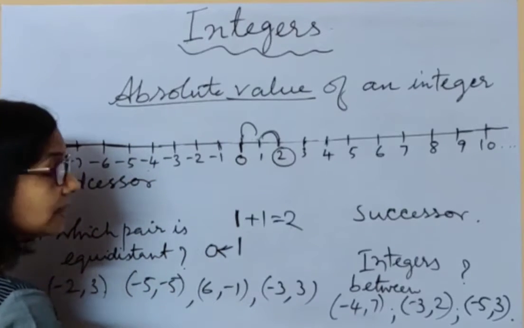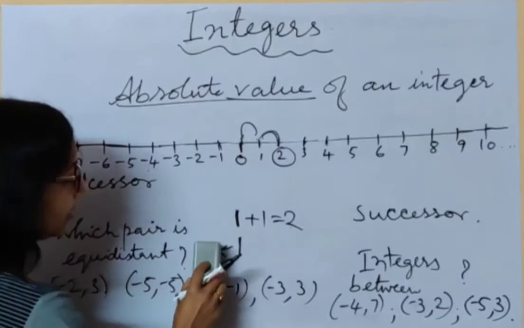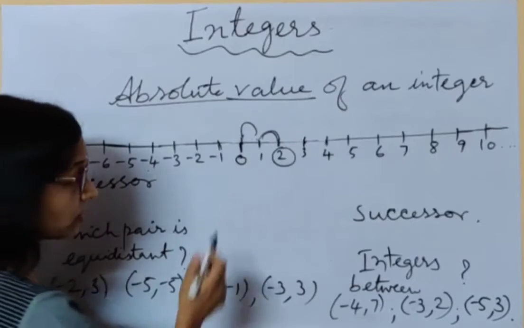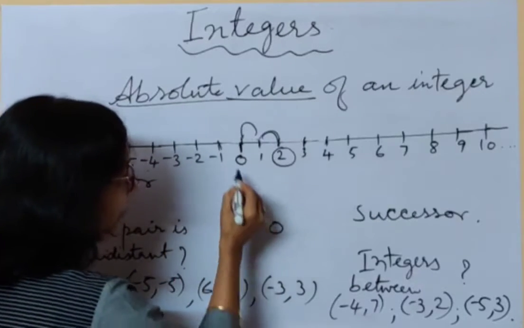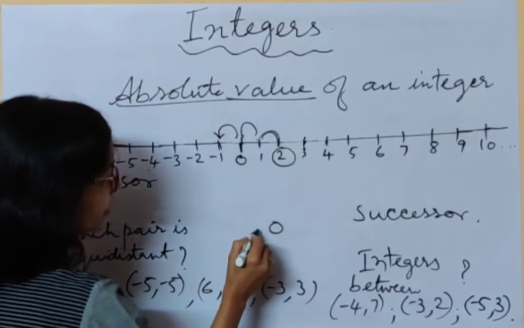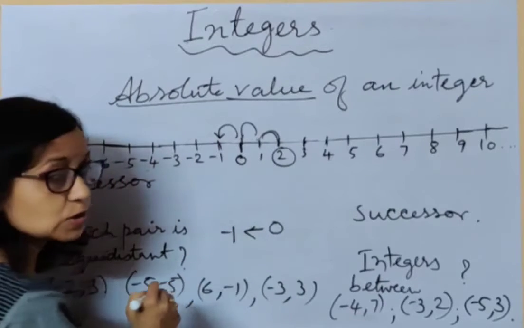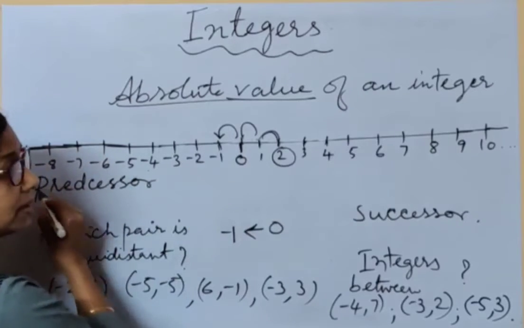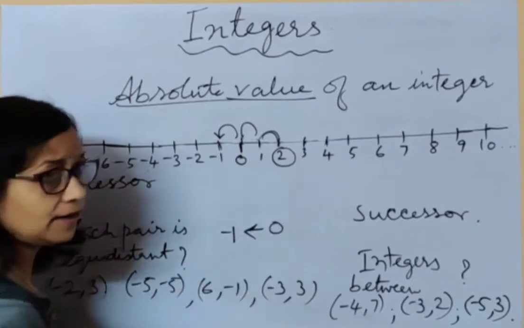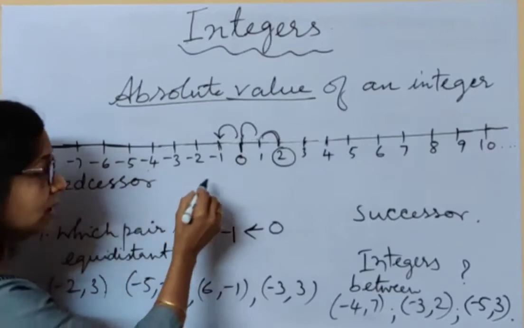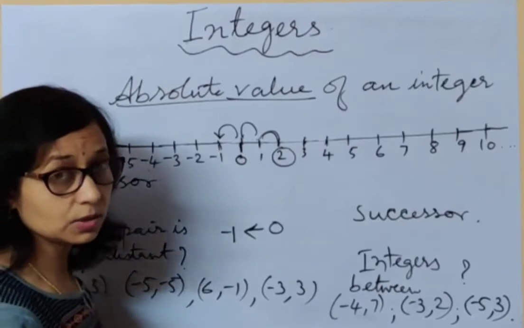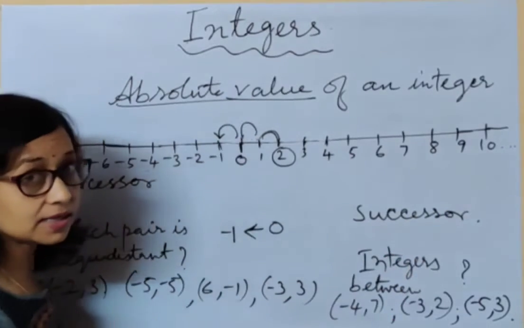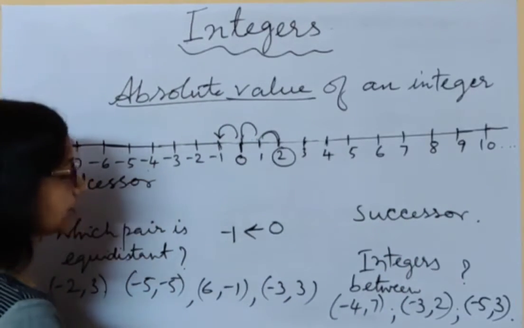Now what is the predecessor of 0 here? Then what number will come? It is minus 1. Predecessor of 0 is minus 1. Okay, so all the negative numbers are smaller than 0. Their value is less than 0. And all the positive numbers are bigger than 0. Their value is more than 0.